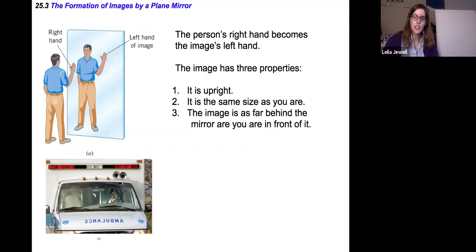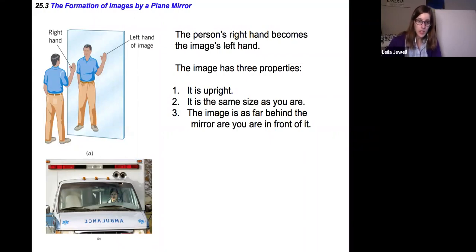And the image is as far behind the mirror as you are in front of it. So as you get closer and closer to the mirror, the image gets closer and closer to you. Or as you're moving further and further away, the image is similarly moving further away. And all of those are actually really key details to describing plane mirrors.